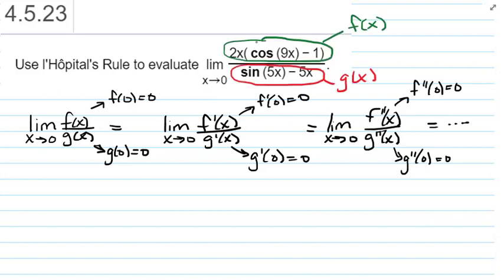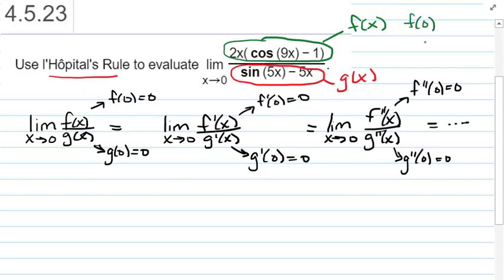So in our problem, thinking of the 2x times the quantity cosine of 9x minus 1 as our f of x and the sine of 5x minus 5x as our g of x, we know from the instructions that we're going to end up having to apply L'Hopital's rule. So if we check by plugging the 0 in for x, we should see that f of 0 is 0 and so is g of 0.